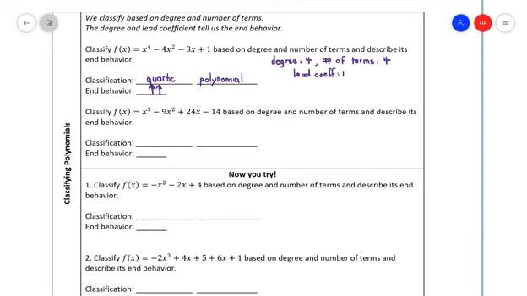On the next one, we have x cubed minus 9x squared plus 24x minus 14. None of those can combine. So my degree is the highest exponent that I have, which is a 3. Number of terms, since none of them combined, I have 4 terms. And my lead coefficient is 1. So my classification of degree 3 and number of terms 4 would be a cubic polynomial.